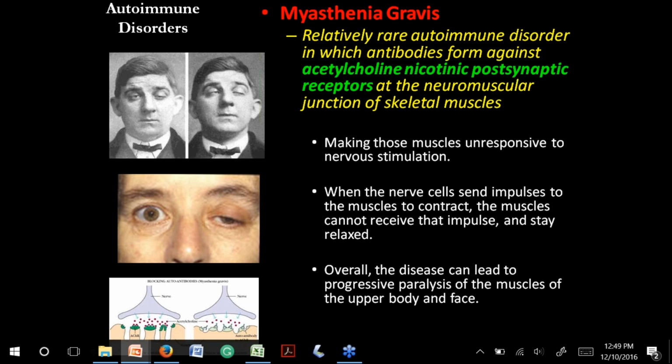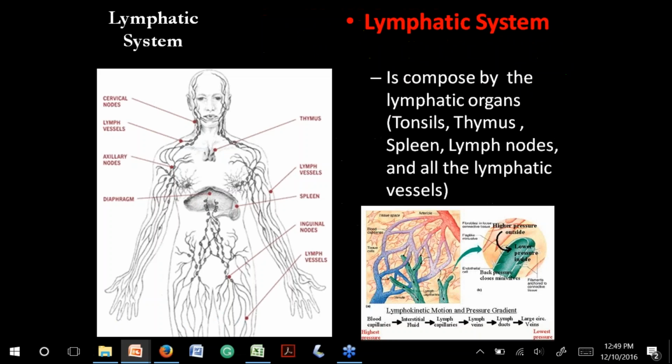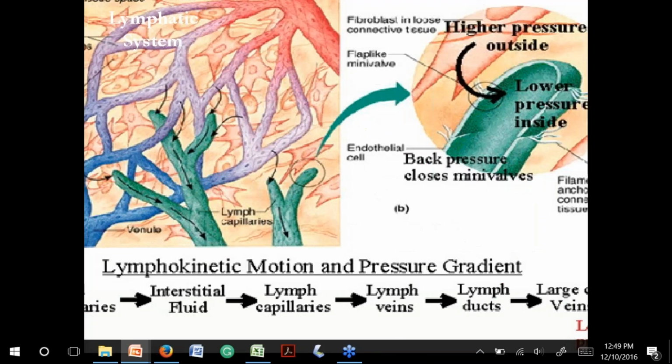Let's put it this way. A receptor is your glass, and the substance is the wine. The wine is going to be the acetylcholine, and the glass is going to be the receptor, the cholinergic receptor. All right, so lymphatics, we already talked about that.